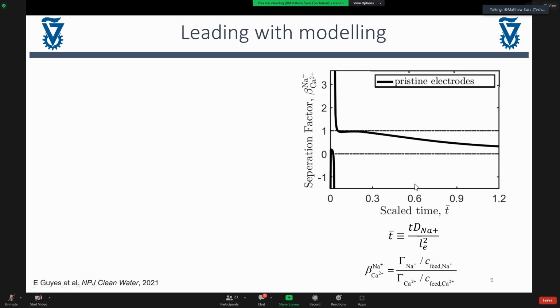So what we see is that when we charge a cell with what we call pristine electrodes, so just basically unmodified electrodes, not functionalized, we have this short monovalent ion selective window, but it's very short. On a scale time axis, it goes to something like 0.1, meaning it's not very practical for separation. So it's very hard to do monovalent selective separations.